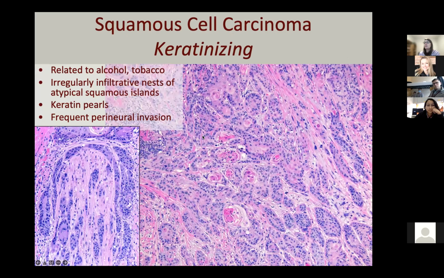I wanted to show you here a picture of a frankly invasive keratinizing squamous cell carcinoma that maintains these so-called keratin pearls, and in this case has very abundant perineural invasion. There's a core of a nerve in the center with tumor wrapping or hugging the nerve on the outside, and even nests of tumor within the nerve.